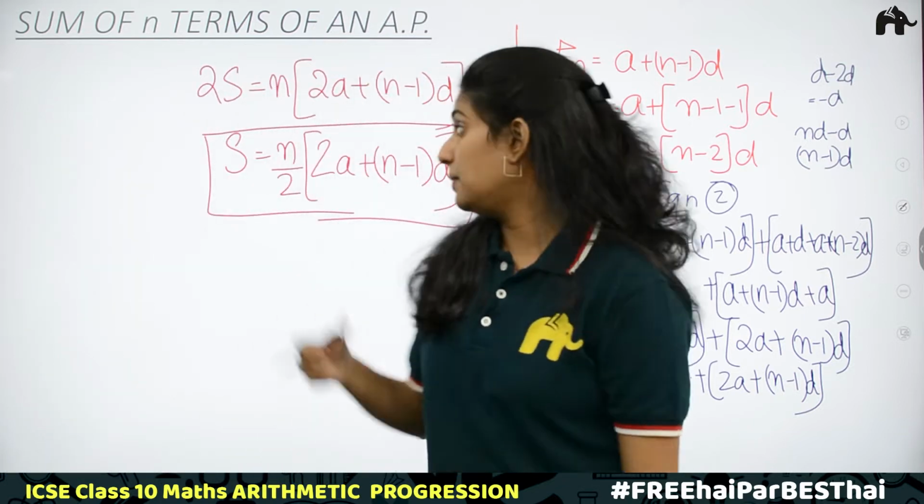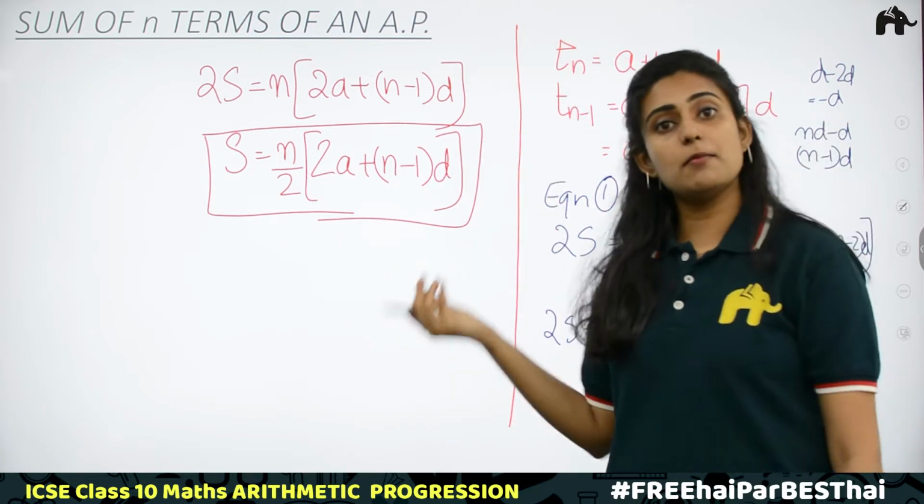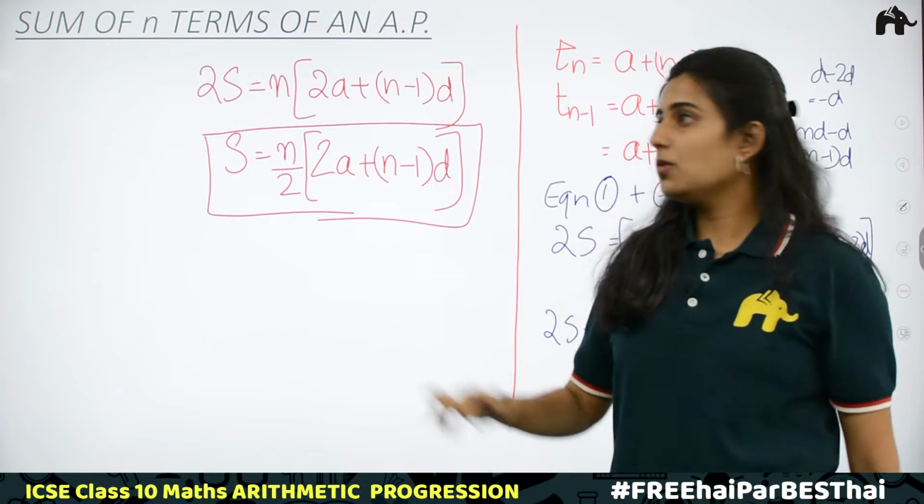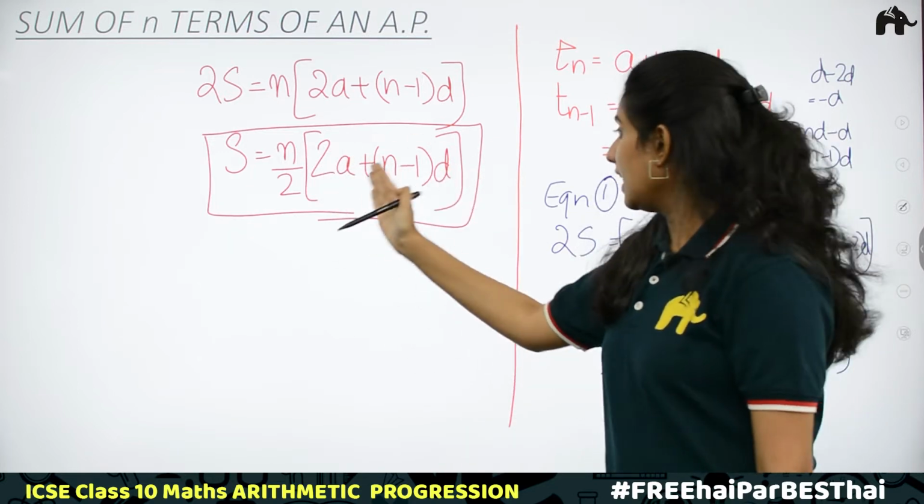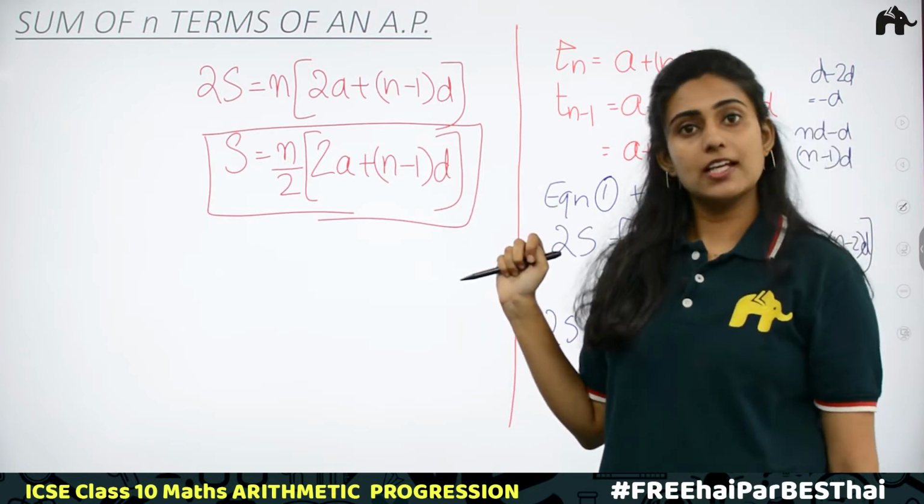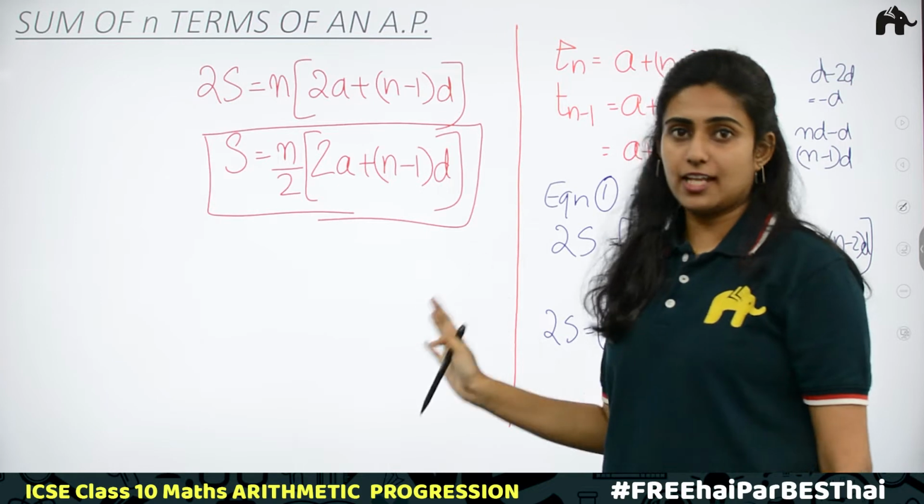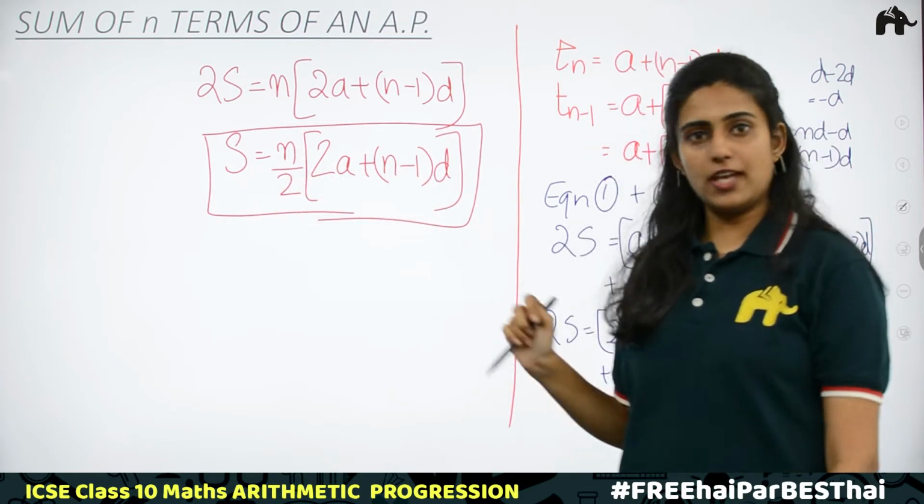In our example 2, 4, 6, 8, 10, if you are asked to find the sum of 100 terms, just substitute 100 in place of n. We know what a and d are. There a was equal to 2 and d is equal to 2. Substituting the values, n is 100, we get the sum of n terms.